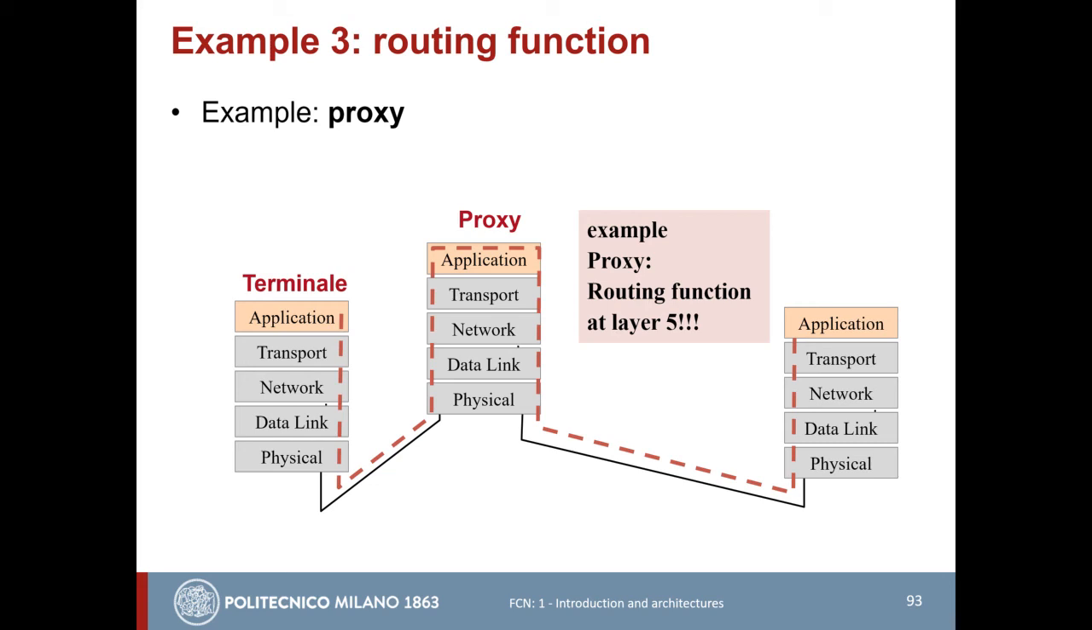In this case, you need to implement, of course, all the layers until the application layer. But the proxy is not like a host, so it doesn't have to send the information to a specific application process. It's always an intermediate node, so a routing node. So it will forward this information to another proxy or to the final destination.